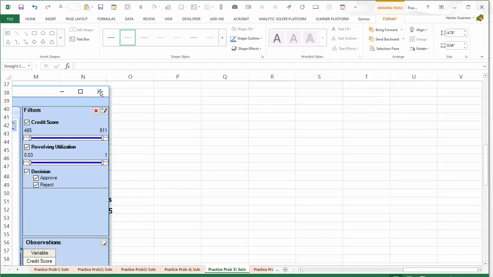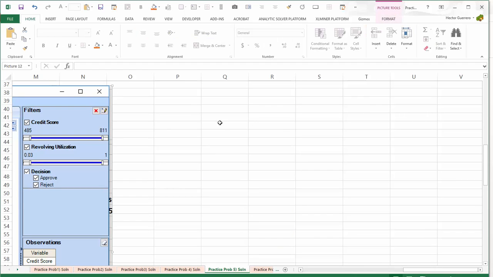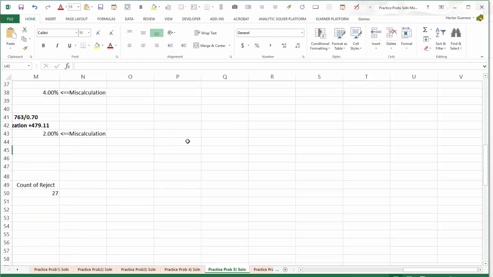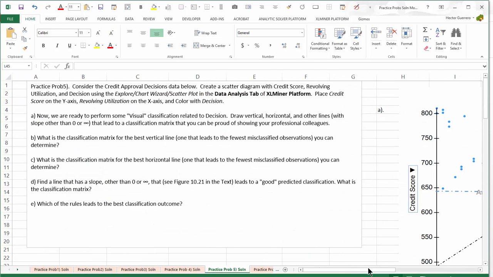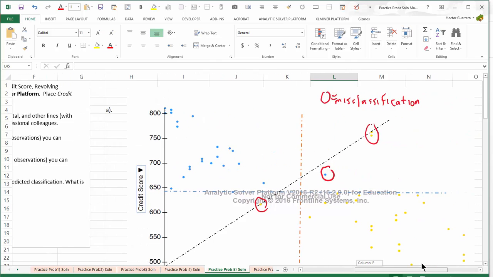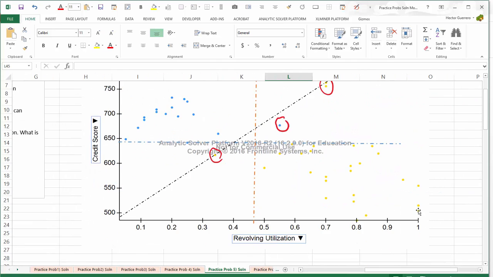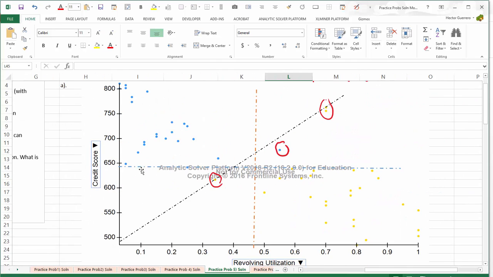I'm going to get rid of this for a second. And I'm going to show you the graph that I created before. I've done that here, and you can see here's my vertical line. That's the first one that I'm asked to do. When I draw this vertical line at this point, it's hard to see some of these values. For example, there's a little yellow dot there.